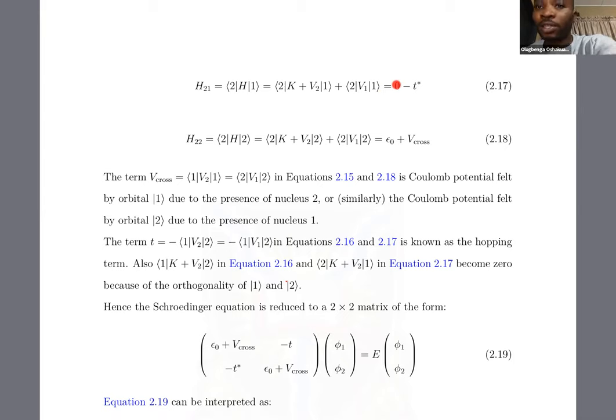And talking also about T. T is referred to as the hopping term. It talks about the hopping of one electron from one atom to the other, let me say from one orbital to the orbital of the other atom.